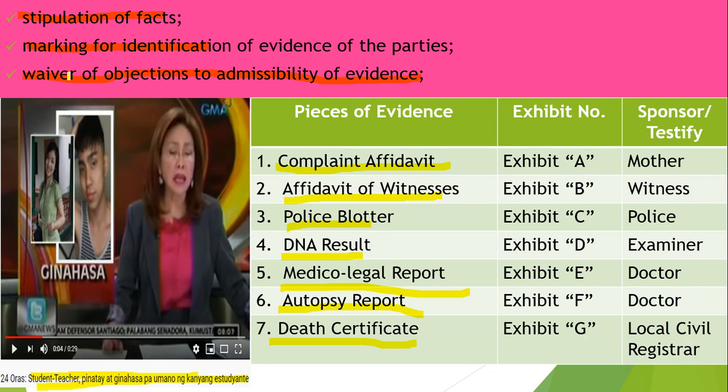ito yung waiver of objection. Dito sa prosecutor, ito yung mga evidence namin. Kung ikaw ang defense, pwede ka mag-object. Kasi pag hindi ka mag-object sa mga nilatag na ebidensya, waiver na yun. It's a waiver. Now, kung walang mag-object, i-mark na yun. So, example, complaint affidavit is Exhibit A. Affidavit is Exhibit B. Okay, police blotter, Exhibit C. DNA result, D. Medico-legal report, E. Autopsy report, F. Death certificate, G.